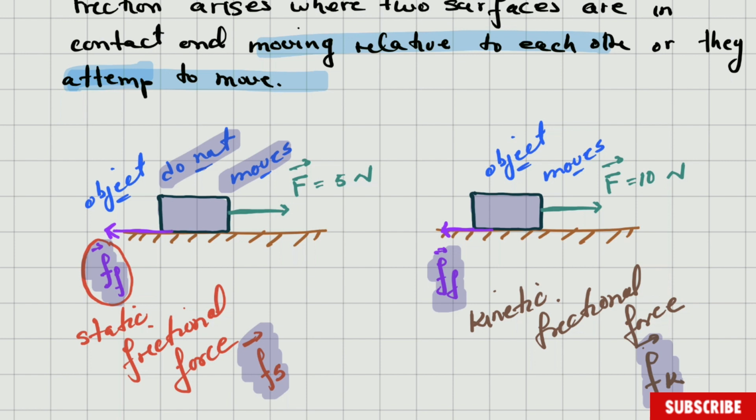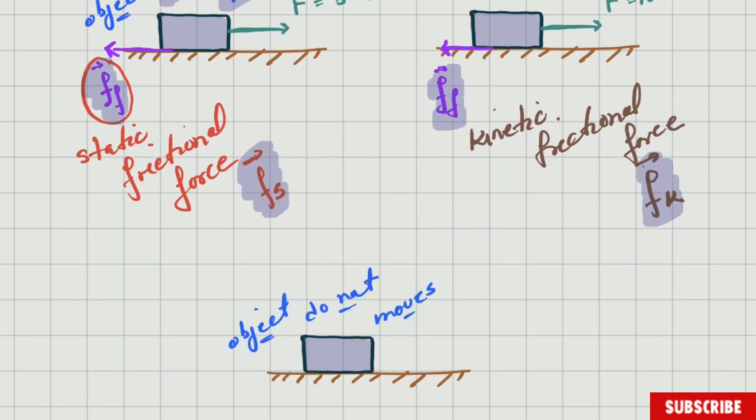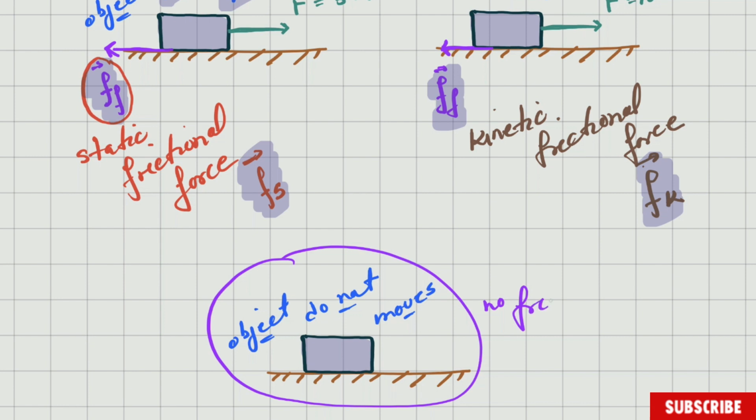One of them, when the object is not moving, however, is trying to move. Note the following. If we remove that force of 5 Newton, for example, here, this object is not trying to move, therefore there is no friction. For friction to be present, the object must be either moving or must be attempting, must be trying to move. So here there is no friction, because the object is not moving or is not trying to move.